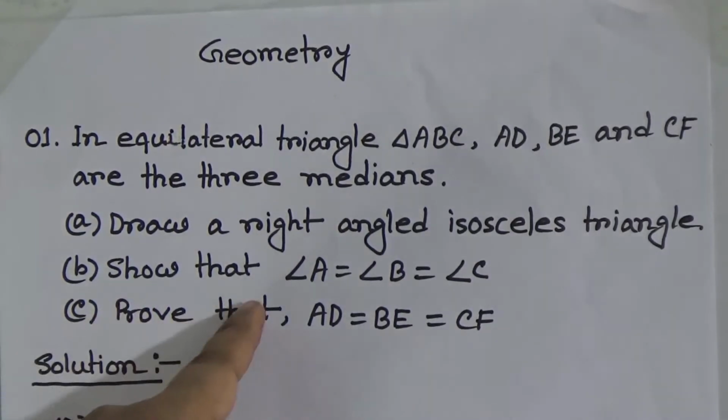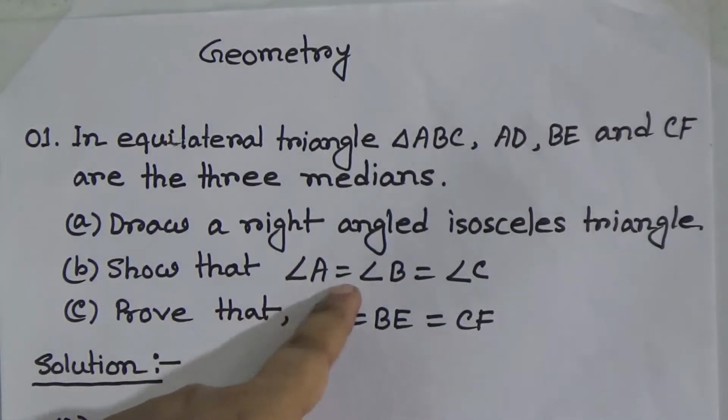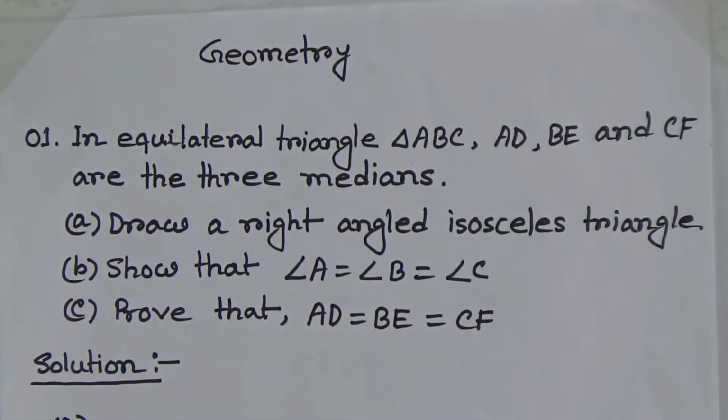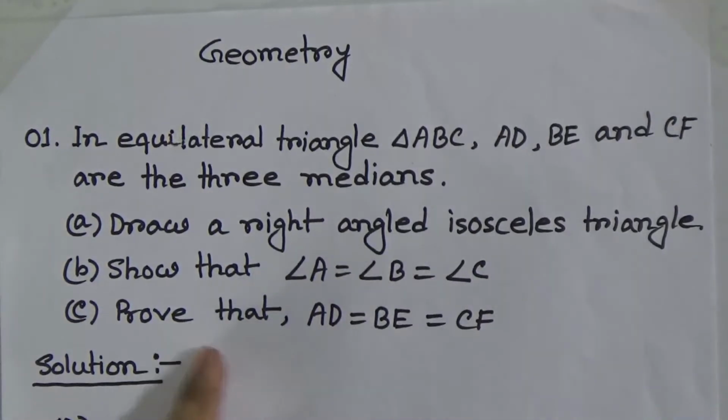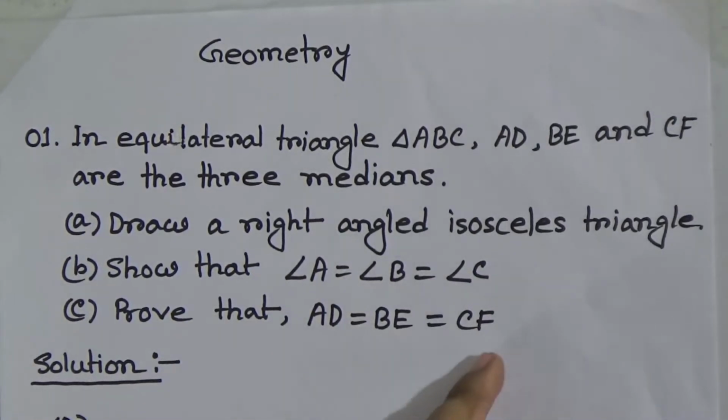Question number B. Show that angle A equal angle B equal angle C. That means by using this information, at first we draw the figure, after that we prove angle A equal to angle B equal to angle C. Question number C. AD equal BE equal CF. That means we want to prove that the medians are equal. AD, BE and CF are three medians of the triangle ABC and we want to prove AD equal BE equal CF. I hope you have understood.